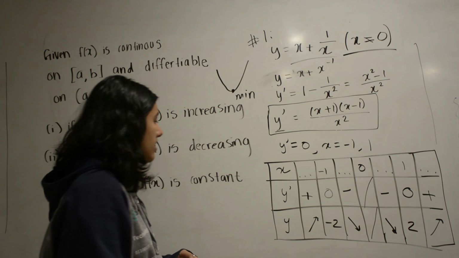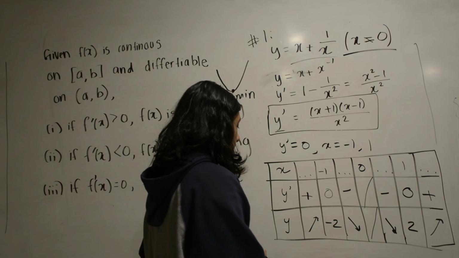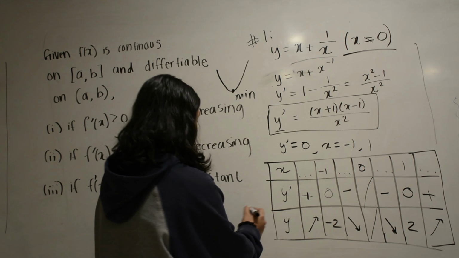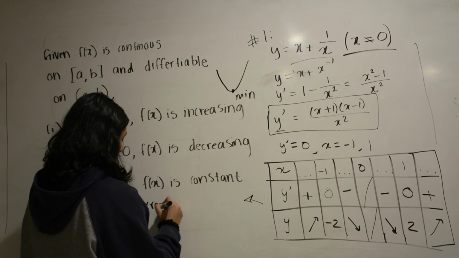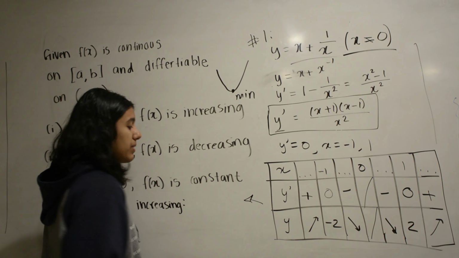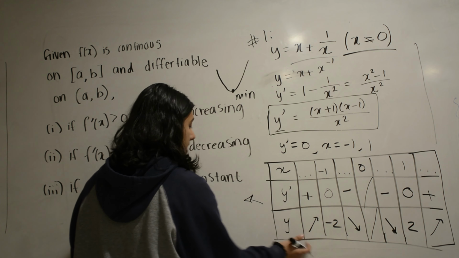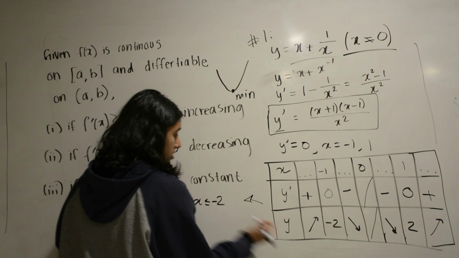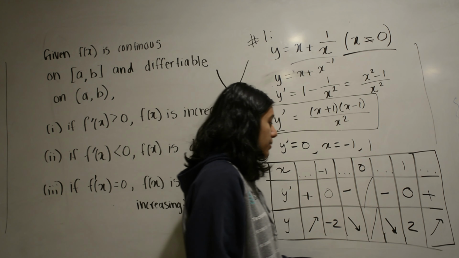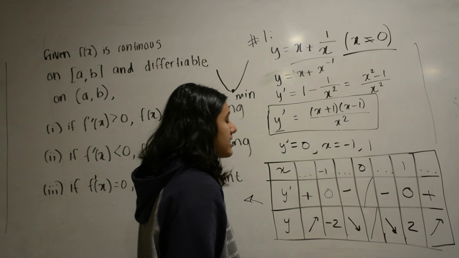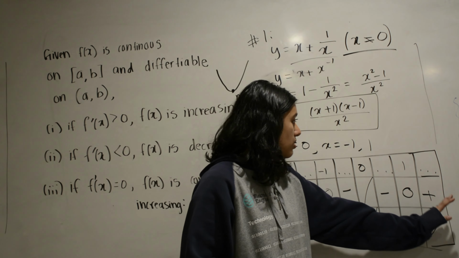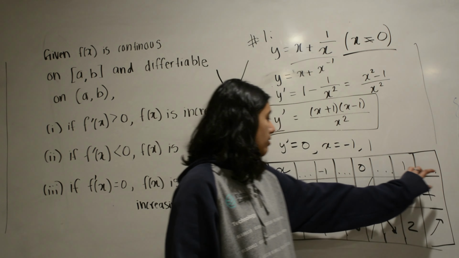So let's now see where it's increasing and decreasing. We know that this is increasing when, let's just write this, increasing. When is it increasing? It's increasing when x is less than negative 1, because you see it's going up, because we're talking about the x values. And we see that we are also increasing when x is greater than or equal to 1.